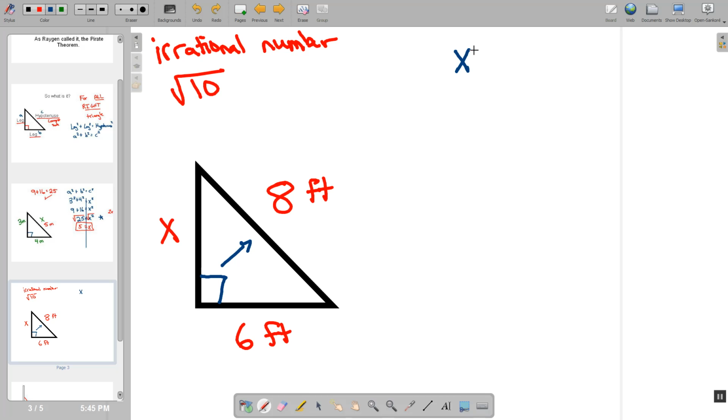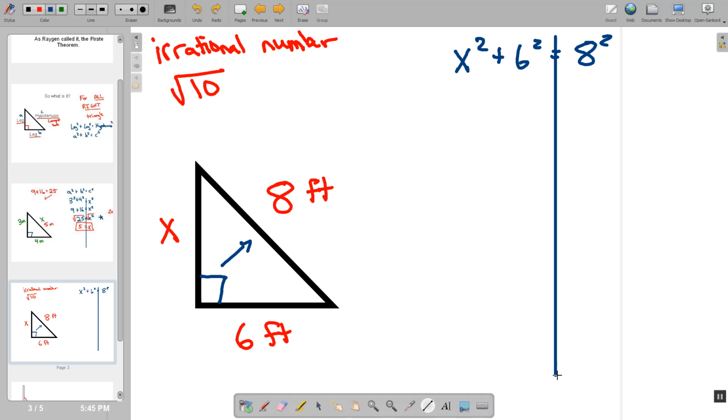So we'll do x squared plus 6 squared. We'll set that equal to 8 squared. Once again, we can draw the line down our equal sign and solve just like we used to. This is 64. This is 36. x squared will stay the same.